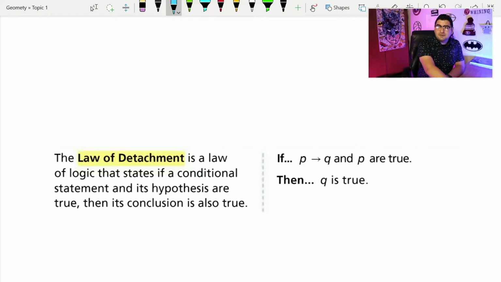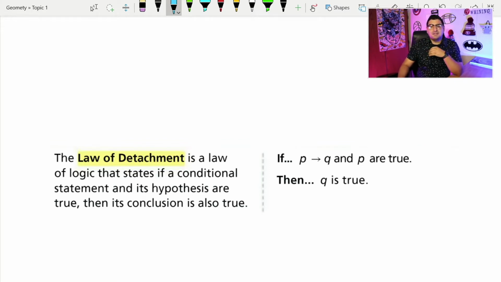The law of detachment is something that has to do with deductive reasoning. It's a law that we use to help us when we're trying to solve problems using deductive reasoning. So if you haven't watched that video, you might want to check that one out first. Also, if you haven't watched the video on conditional statements, definitely check that one out first, because I'm going to be using some terms that we sort of defined in those videos. But if you've watched those and you're ready to learn about the law of detachment, let's go ahead and get started.